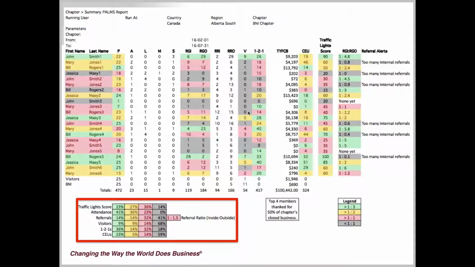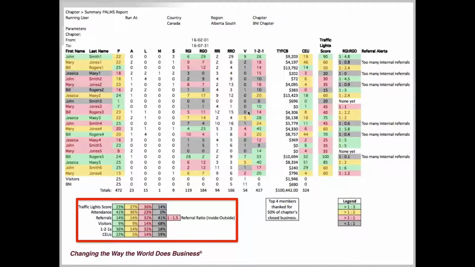Everything is summed up in this chart over here. Along the top row are the traffic light scores. You can see that 23% of the members in this fake chapter have green, 27% have yellow, 36% have red, and 14% have gray. So that means that 50% of this chapter are in red and gray and could indicate some problems that need to be addressed.